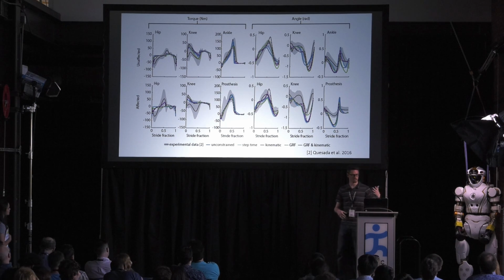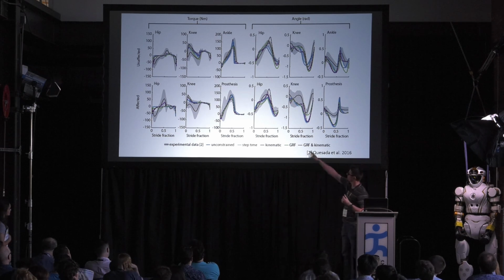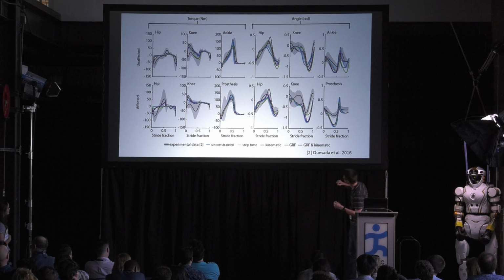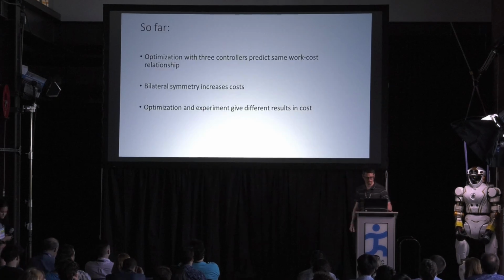And whether or not we constrain that symmetry, we actually agree pretty well with experimental kinematics and torque and angle data. We do have a couple of areas where we see some pretty big differences, mainly in the affected knee torques and in the angle for the knee and prosthesis there, but that can be explained by the fact that we're not using the exact same controller that's being used in this experiment.